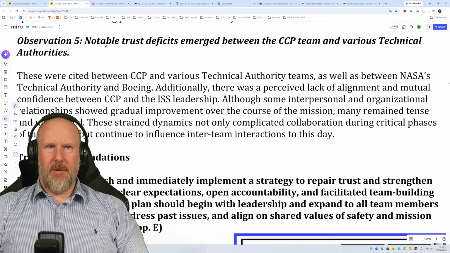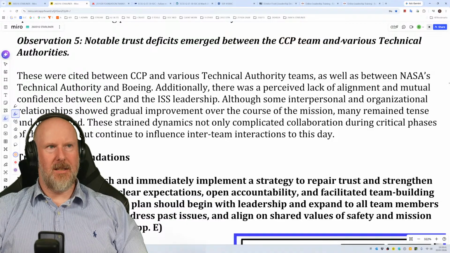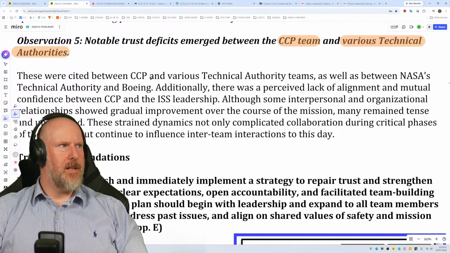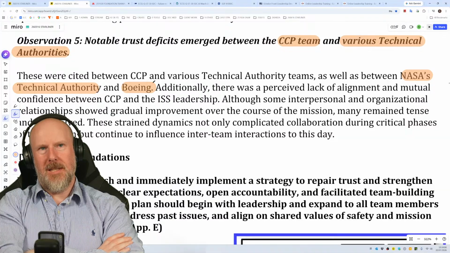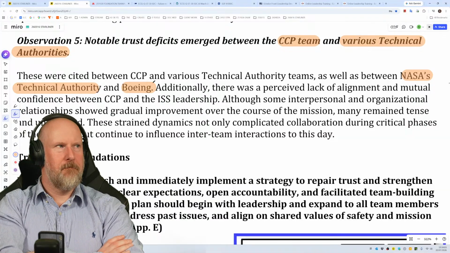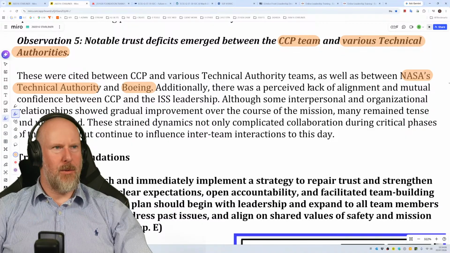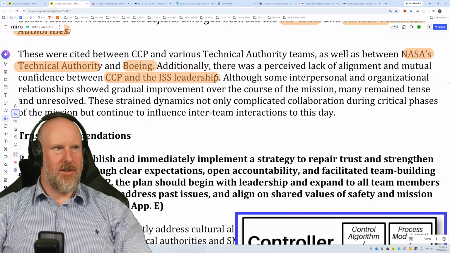Okay, so observation number 5. Notable trust deficits emerged between the CCP team and the various technical authorities. These were cited between CCP and various technical authority teams, as well as between NASA's technical authority and Boeing. So there's like a tri-relationship going on here. You've got the CCP team, Boeing, and then NASA's technical authorities, and there are trust deficits emerging between them. Additionally, there was a perceived lack of alignment and mutual confidence between CCP and ISS leadership, so that's another stakeholder.